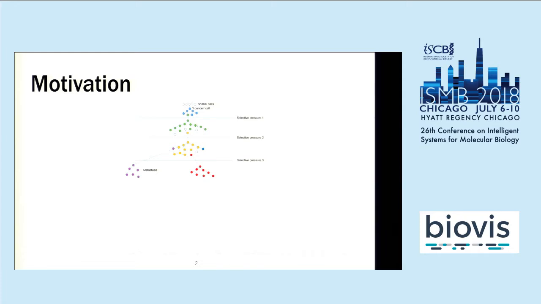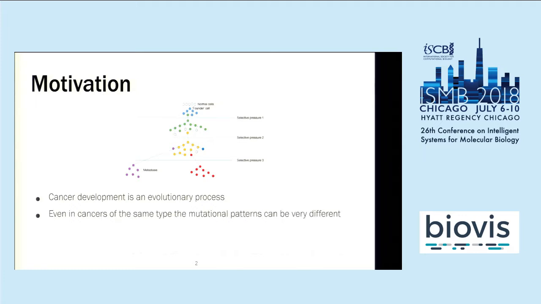As you probably know, cancer development is an evolutionary process, and it is characterized by random mutations and natural selection. Because of these random mutations, even cancers of the same type can have very different mutational patterns. In the most ideal case, we want to use these mutational patterns to predict the influence of a treatment on a tumor, because these patterns influence how and if a treatment works.